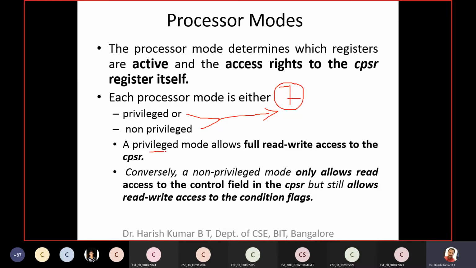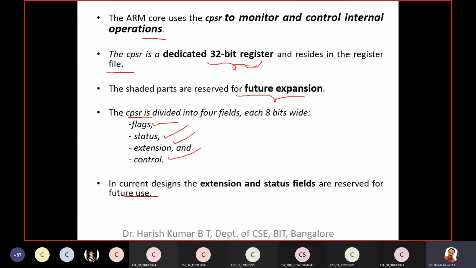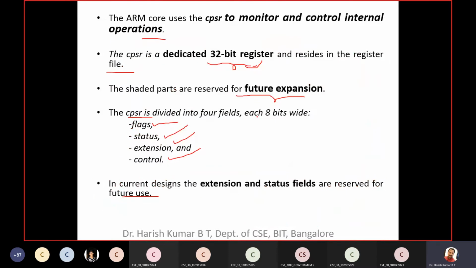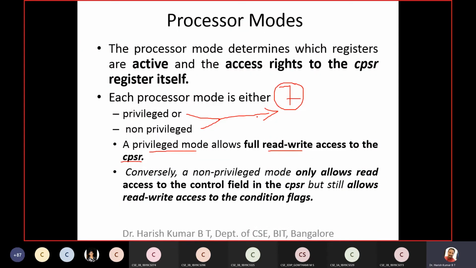Now, what is a privileged mode? When I say a privileged mode, it gives you full access for reading and writing to the CPSR. So you can read the CPSR and you can also write to it. All these bits you can read, and you can even write them. That is the privileged mode. Conversely, a non-privileged mode allows you to only read the control field in the CPSR, but still allows you to write to the conditional flags.